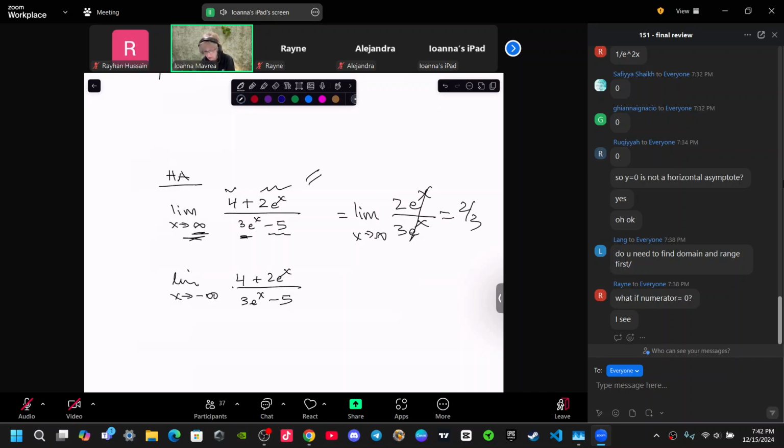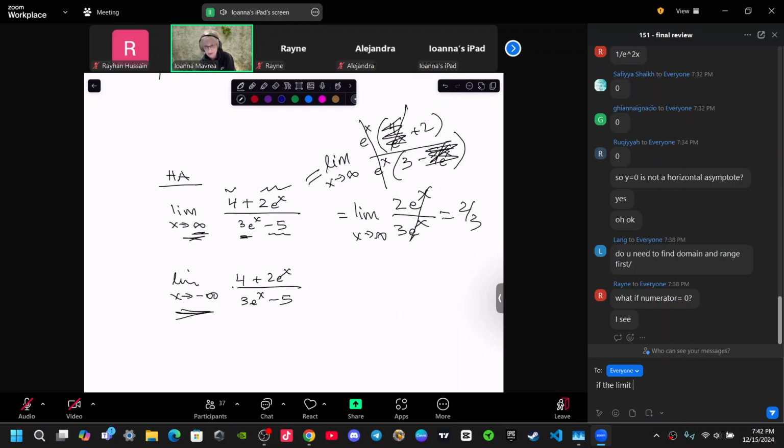Another way to think of it is to factor out the e to the highest power, and I'm left with 4 over e to the x plus 2 in the numerator, and 3 minus 5 over e to the x in the denominator. I get rid of these, they go to 0, and you're still left with 2/3. Either way, you're left with 2/3. As x goes to infinity, what matters in the numerator is the term that becomes the largest in absolute value, and the same thing with the denominator.